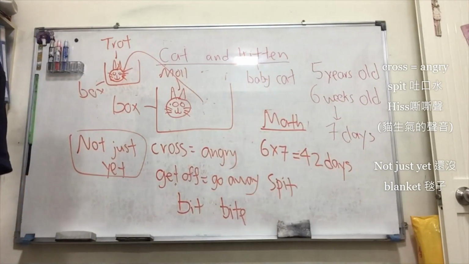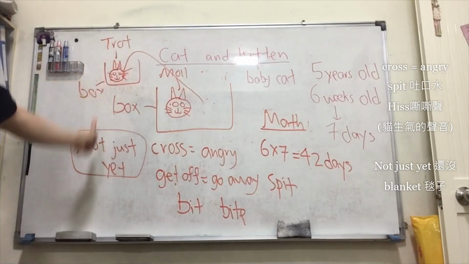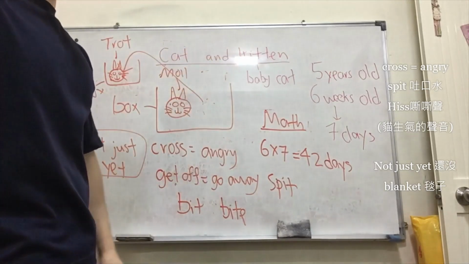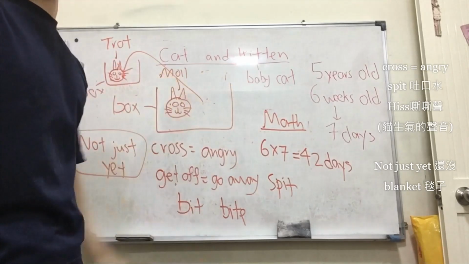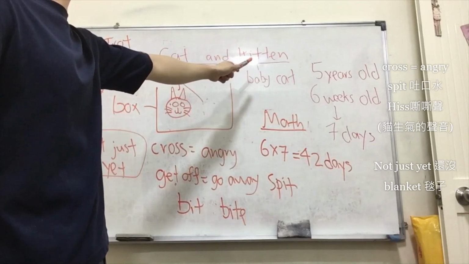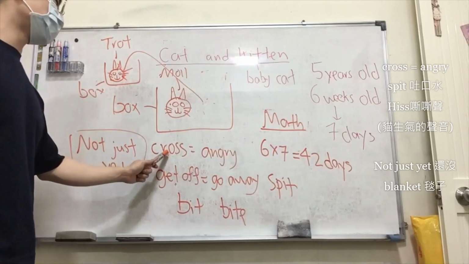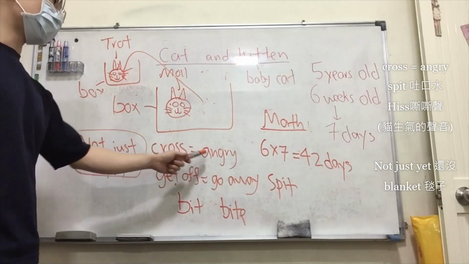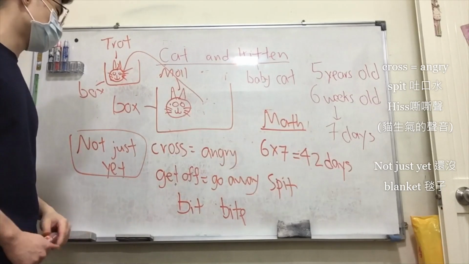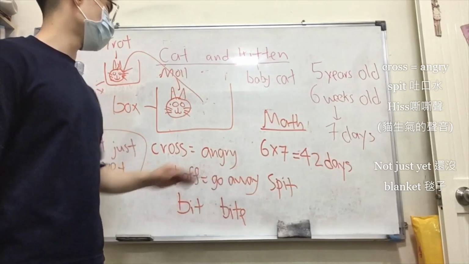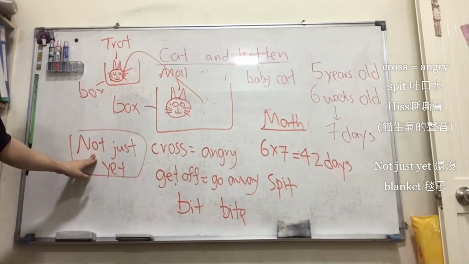Okay, so let us do a quick revision on the words that we have learned, okay? So firstly, we have the word kitten, right? A kitten is a baby cat. K-I-T-T-E-N, okay? Next, we have the word cross. Cross means very angry, right? And we also have the short phrase, get off. Get off means to go away, alright? And we have not just yet, meaning that it will happen soon, right?